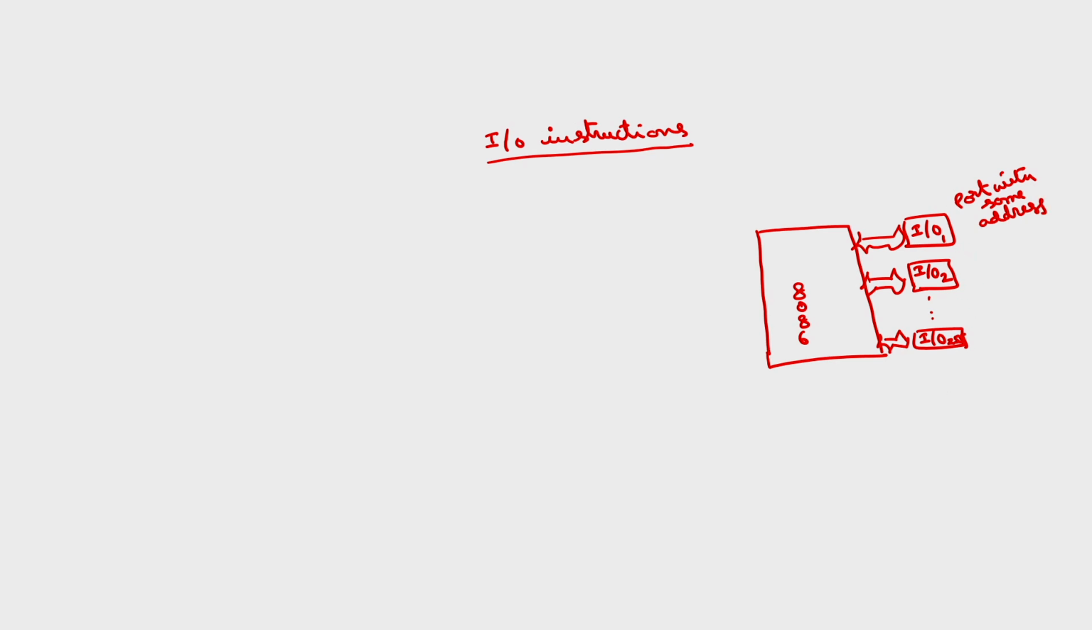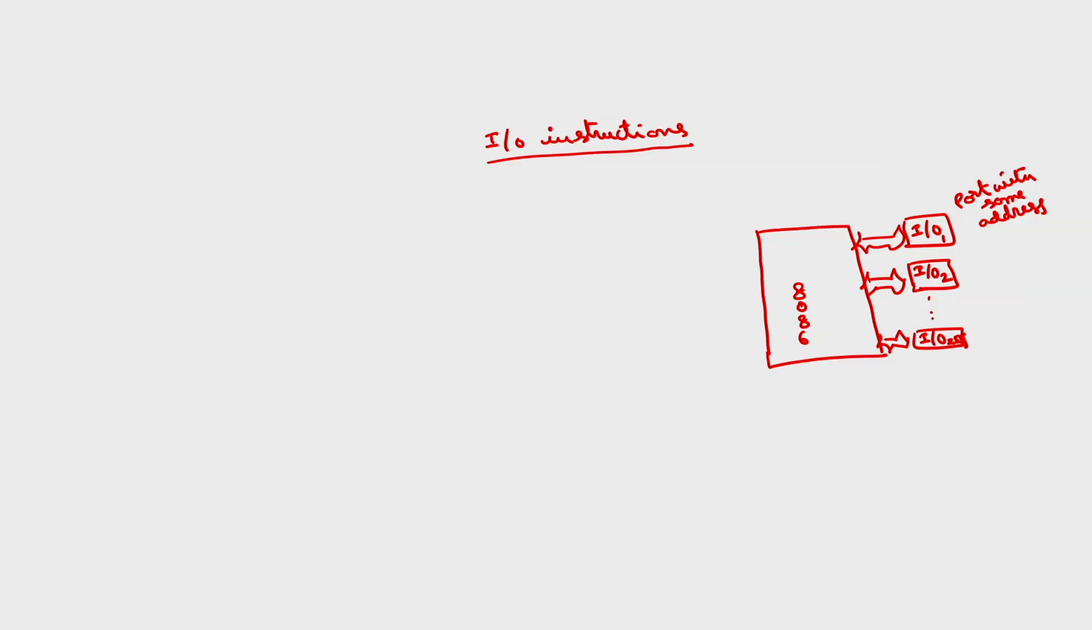Now to transfer the contents of a port onto the 8086, or the data from 8086 to the port, we can use the IO instructions. There are two instructions: one is called the IN instruction, another is the OUT instruction. But in IO instructions we will use only AL and AX registers.